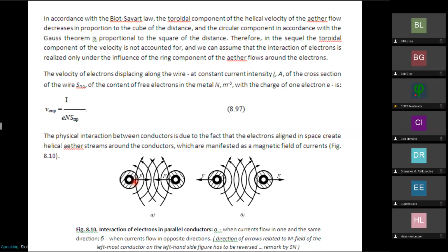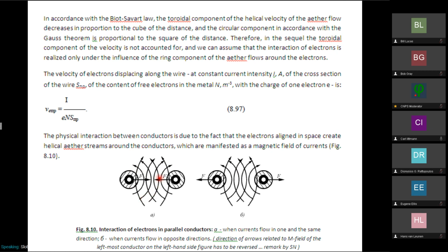For example, here is an error. I mean, on this slide, one of these arrows should change direction. So when we look at the currents and their directions, this is the same direction. We look at electrons in this domain and this domain, and look how they move and what is the direction of flow of ether outside of them.